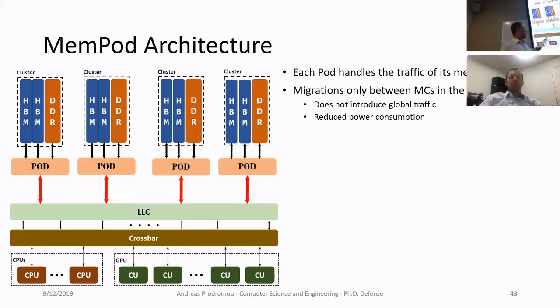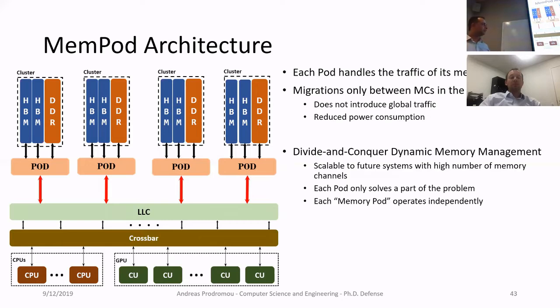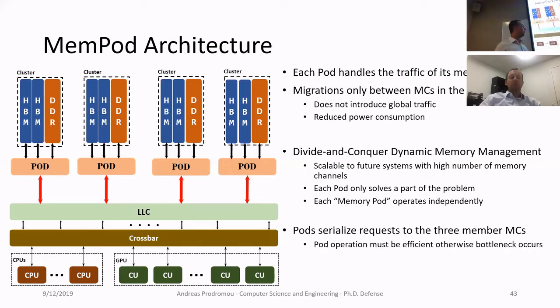So in doing that, each one controls migrations within its cluster, which also leads to reduced power consumption. And this is really a divide and conquer approach, which should scale better to future memories. On the downside, by doing this, we serialized accesses to 3 memory channels, which could have been done in parallel. So we have to design the pods to be as efficient as possible.